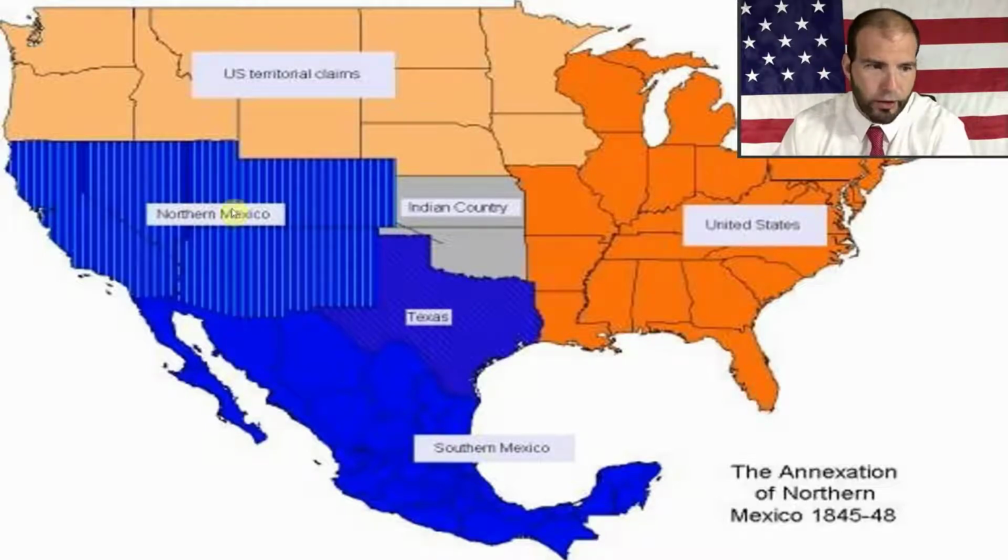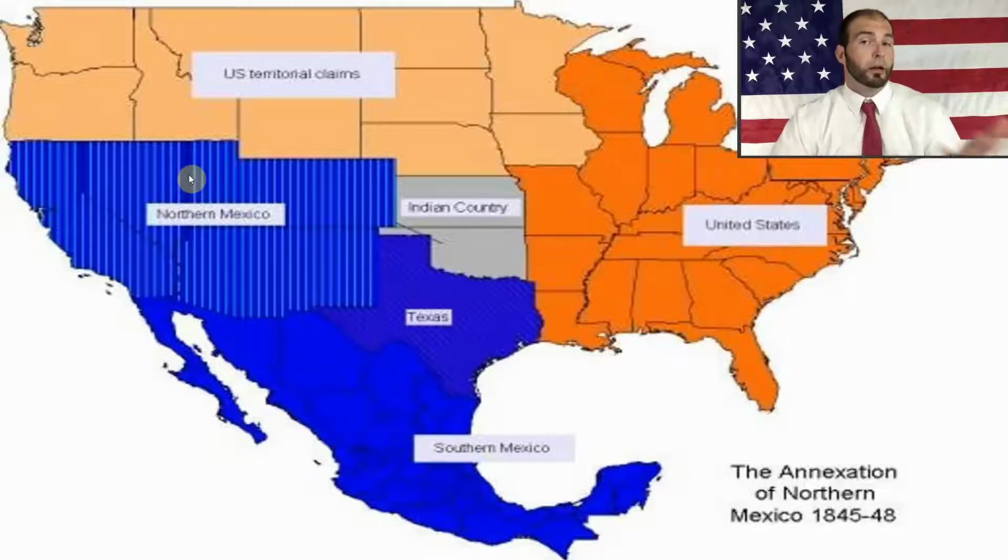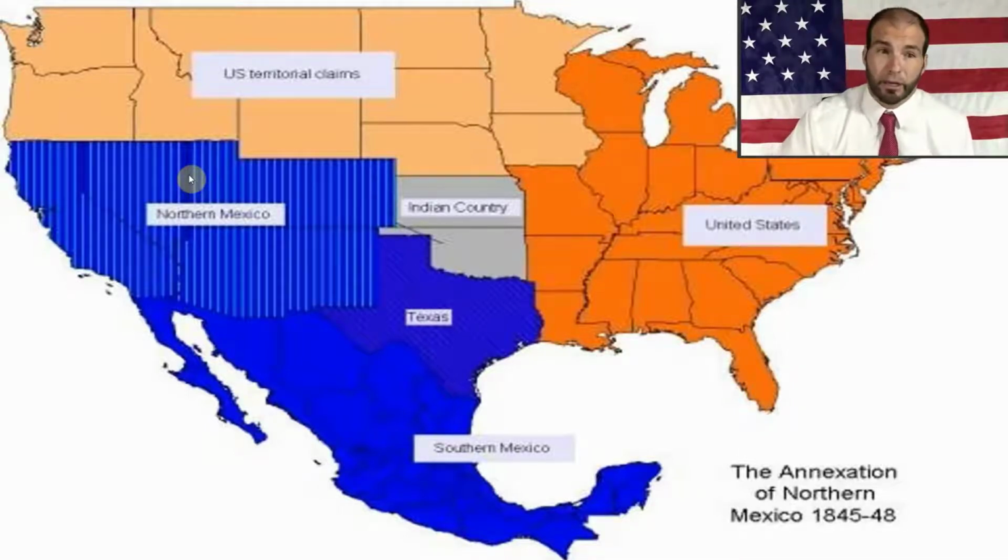However, I should point out here, nobody lives right here. There's not a population of Mexicans that live here. It's owned by Mexico, but the vast majority of the Mexican population is further in southern Mexico, down here where Mexico City is. So while all this is owned by Mexico and it's very fertile land, it is not really inhabited. So James K. Polk wants this land, all right?